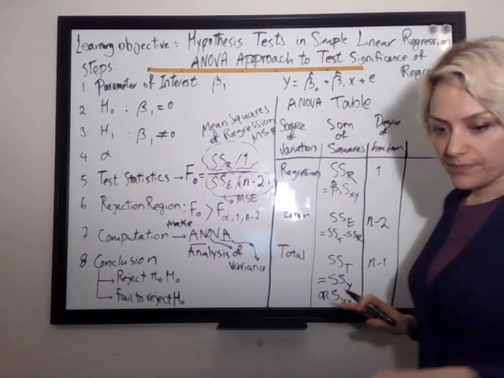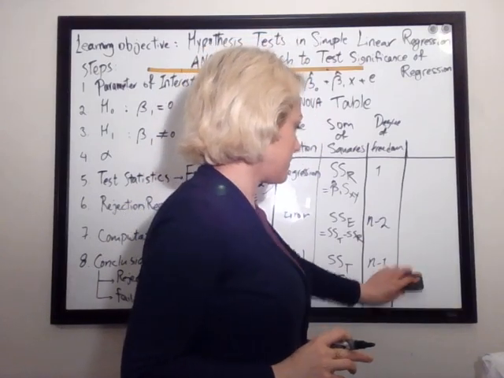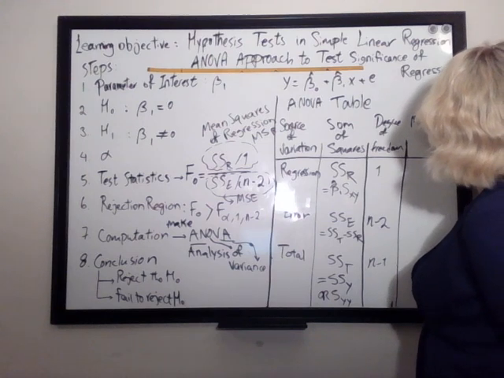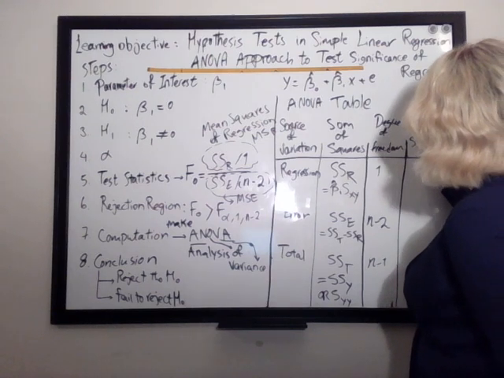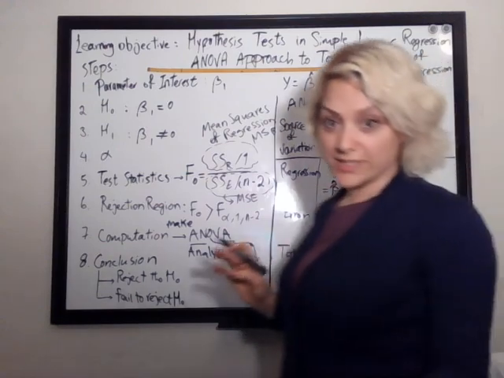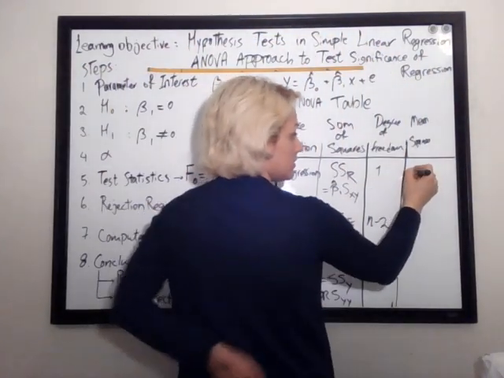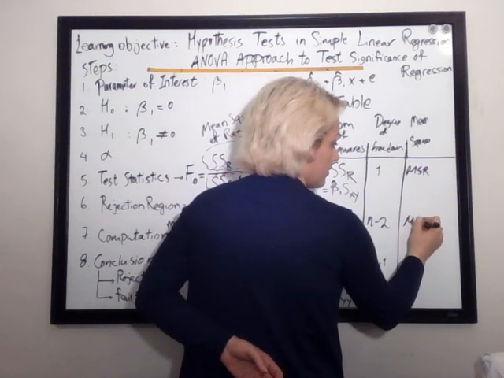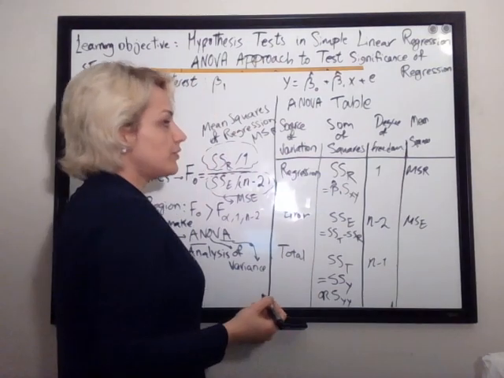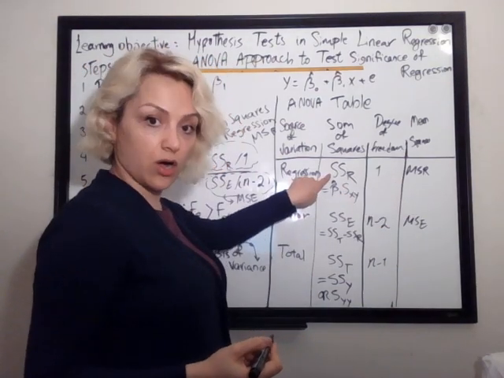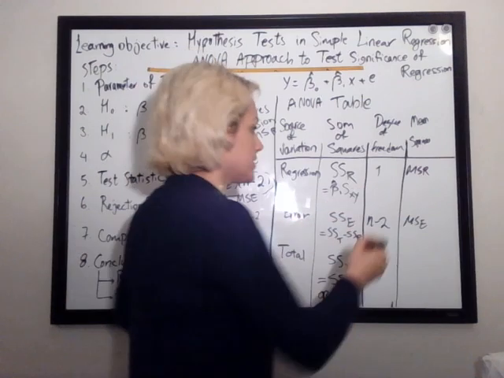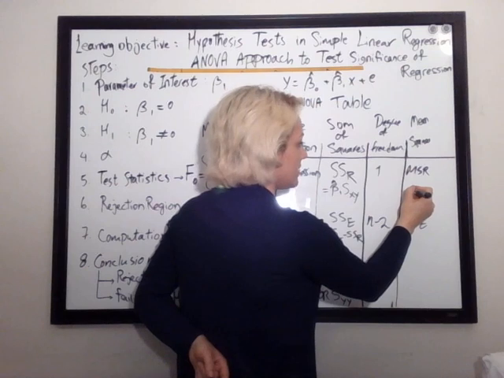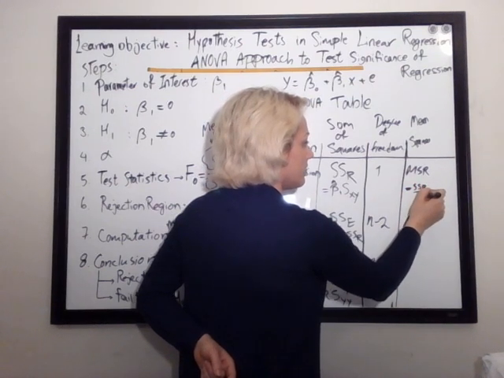The next column that I'm going to have is going to be mean squares. So for the mean squares, I have the mean square of the regression and I have the mean square of the error. So what are you going to do? For the mean square of regression, you would say it's SSR divided by the degree of freedom of the regression. You would say this one divided by this one is going to give you this. So it's going to be SSR divided by 1.